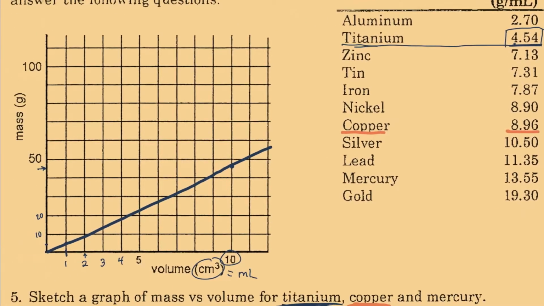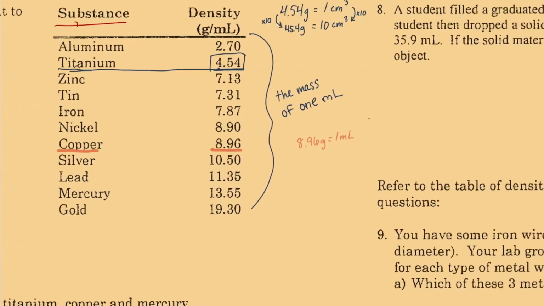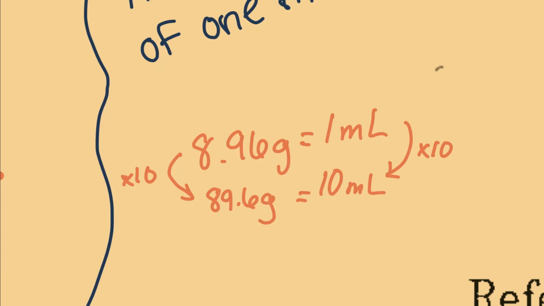Now this time I'm going to be a little bit smarter. I realize now that I really only need that 10 point. I need to figure out what the mass of 10 cubic centimeters is, and then I can skip all these in-betweeny dots. So 8.96 grams for 1 milliliter. What if I had 10? Well, we have 10 times as many milliliters between the top and the bottom, so we should also have 10 times as many grams. So I'm going to do 8.96 times 10.